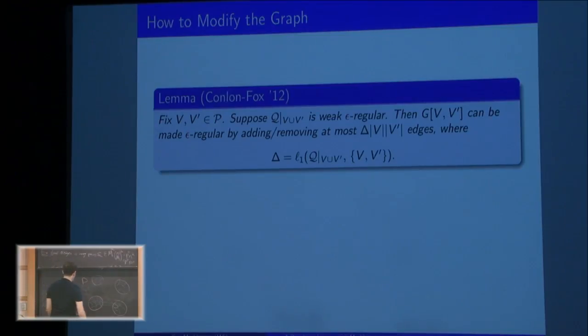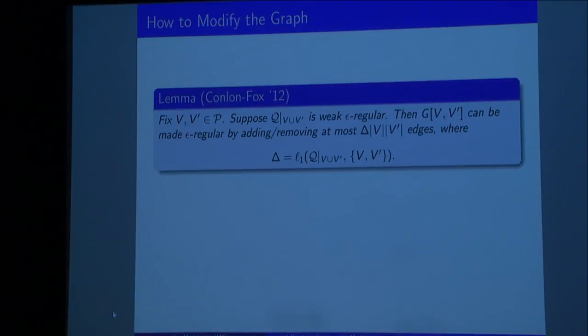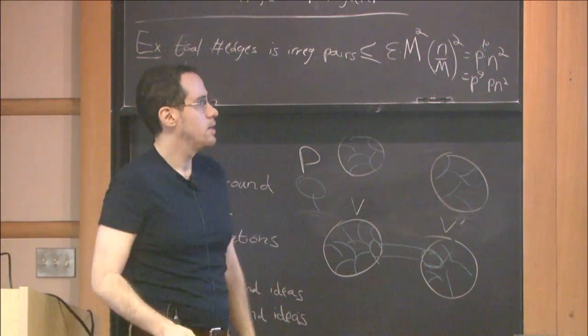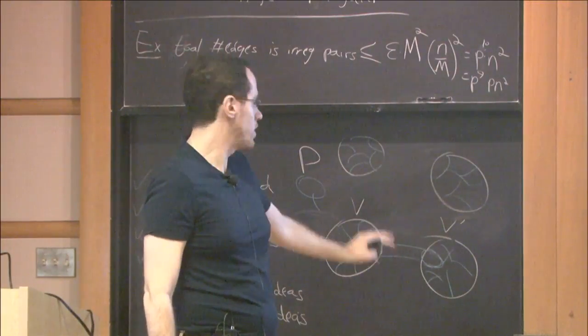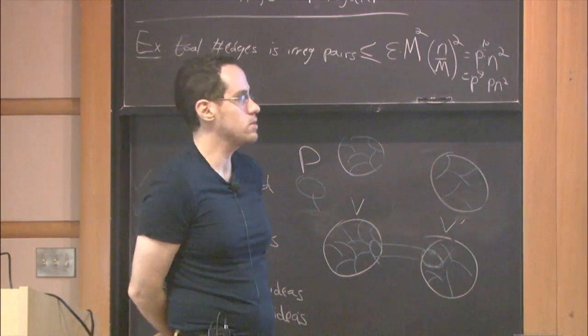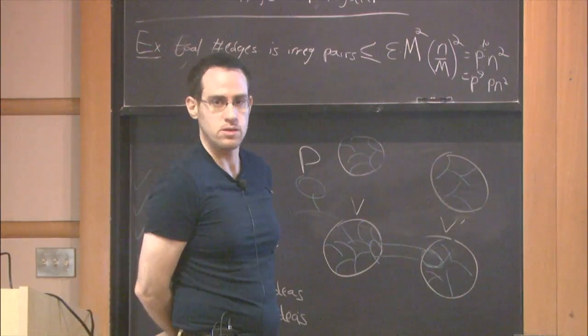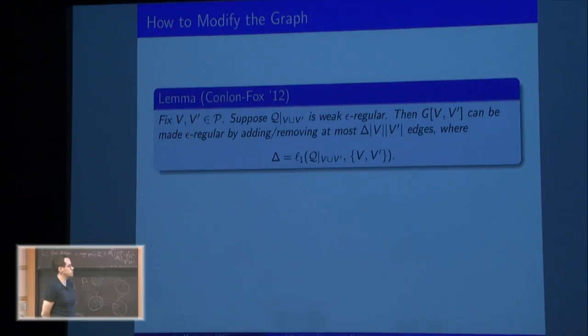So fix V and V', two big clusters of P. We're only talking about the bipartite graph between them. Suppose that the partition induced by Q on them, the partition into the blue parts, is weak epsilon regular, in the sense that we just talked about. Then it turns out that the bipartite graph between the two clusters can be made epsilon regular by making a small number of modifications.